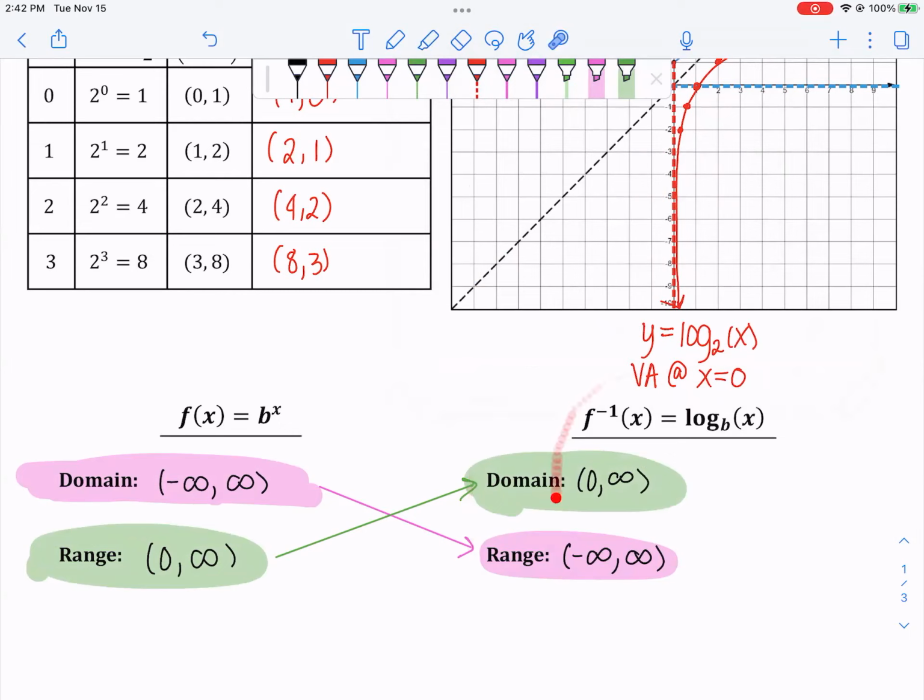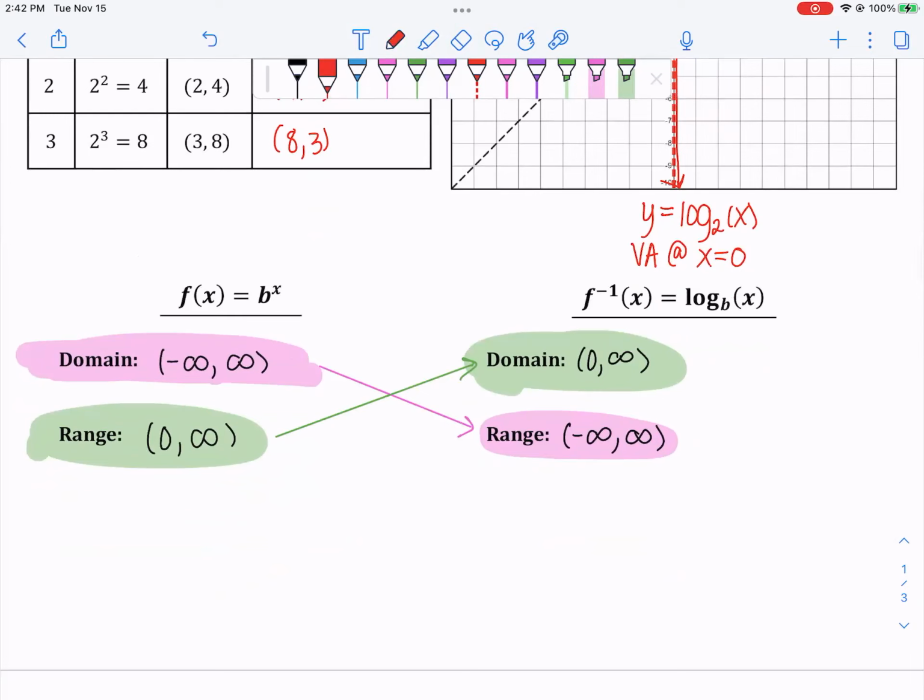There are domain restrictions on logarithms, whereas there are not domain restrictions on exponentials. So exponentials don't have any restrictions on the domain, but logarithms, you can't plug in negative numbers to a logarithm. This is an important point.